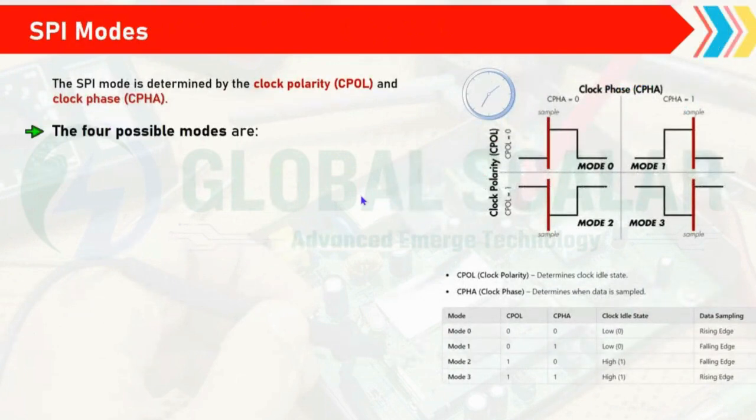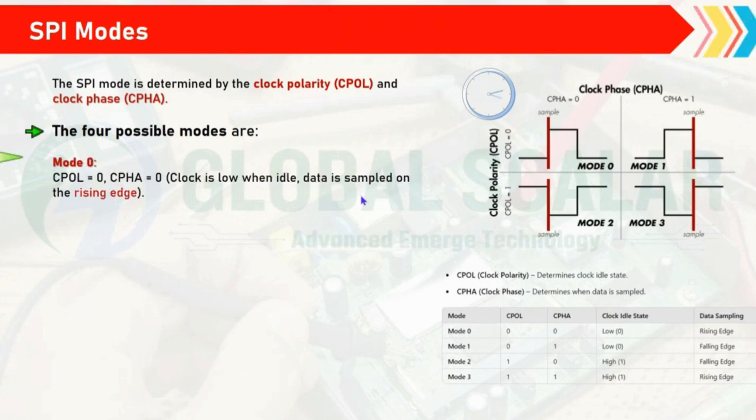And coming to the SPI modes, there are 4 modes. These are the very important modes that are available in the SPI protocol. Based upon this, the data transfer will be decided. So we have the polarity and the phase. Coming to mode 0, we have CPOL and CPHA. CPOL is the clock polarity, which determines the clock's idle state, and CPHA is the clock phase, which determines when data is sampled.